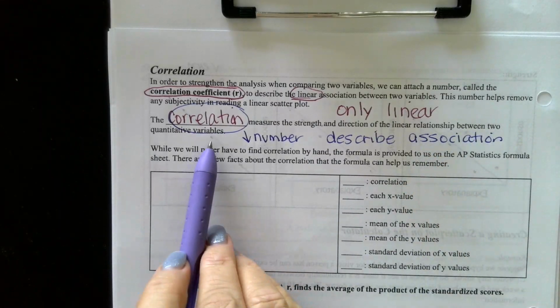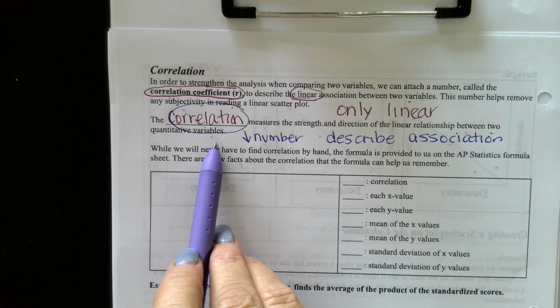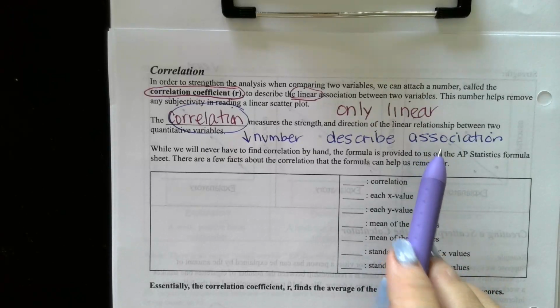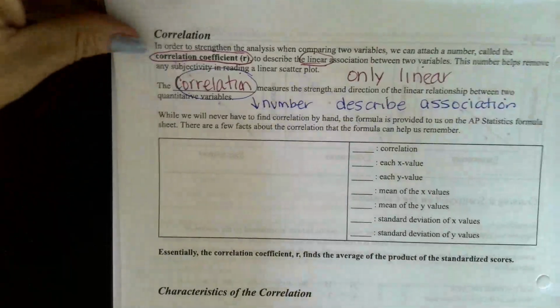So we're going to use correlation coefficient because we're going to have an r value that we're going to give, and it's going to give us a number. But then when we talk about how strong that number is, we use the word association. Okay? So we have this awful formula. I'm going to write it down. We're going to talk about it.